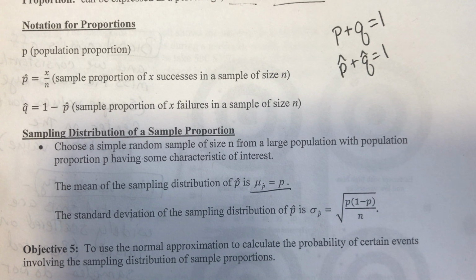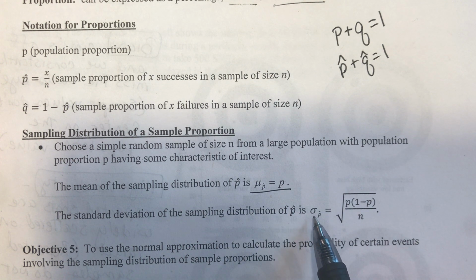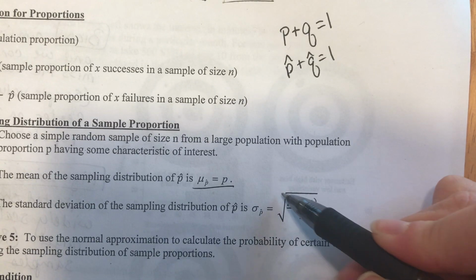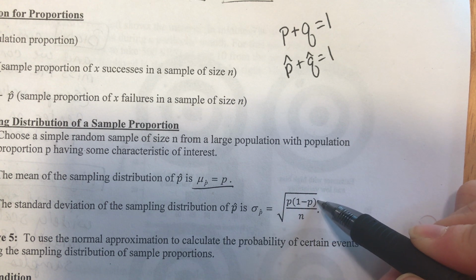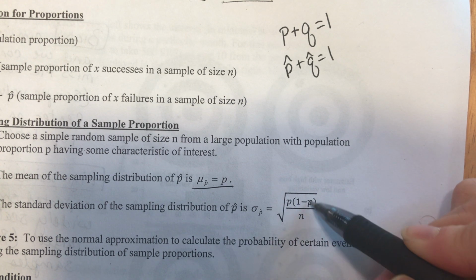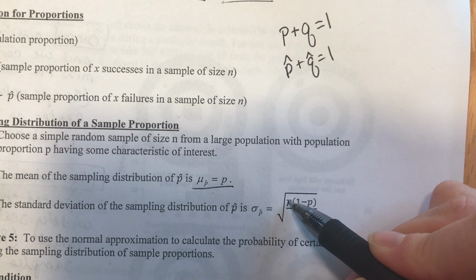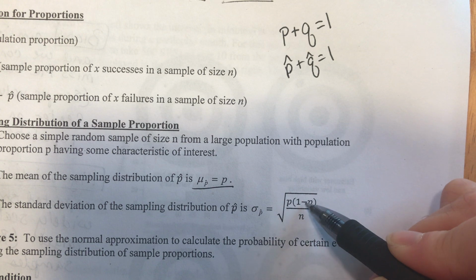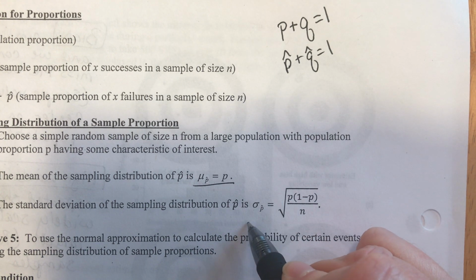The other thing is that the standard deviation of your sampling distribution of P hat, we're going to write as sigma sub P hat. And that equals the square root of P times (1 minus P, or Q) over N. Note, this is all inside the square root. And it's P and Q. It's not P hat, Q hat inside here. It's P and Q.